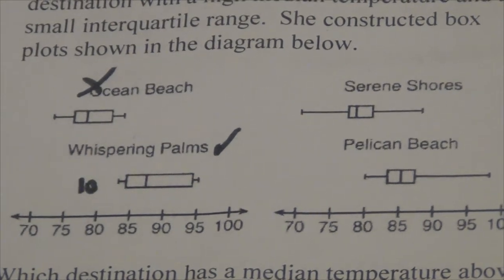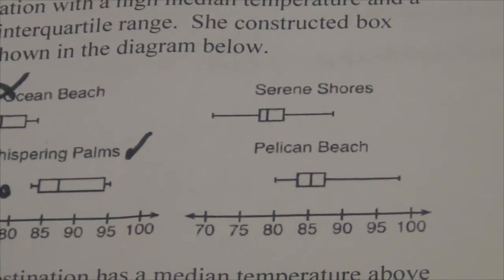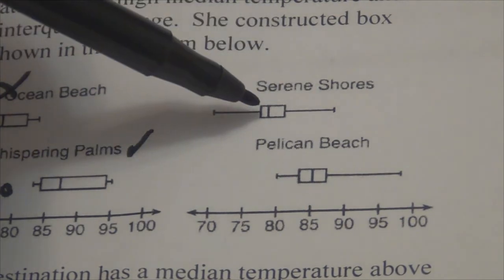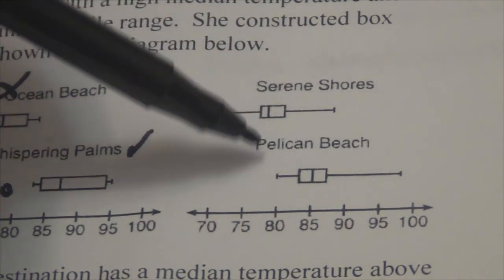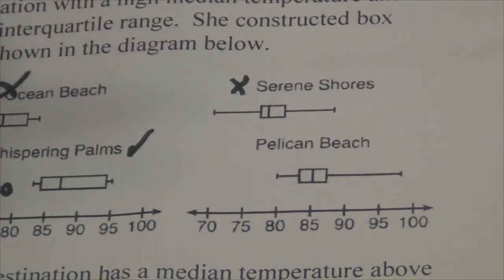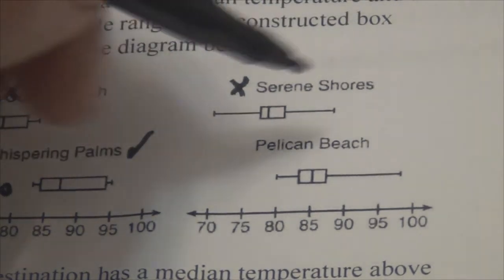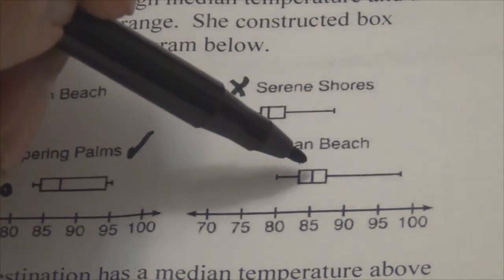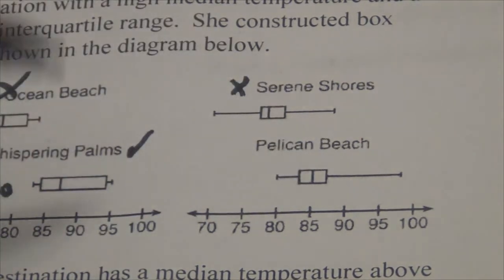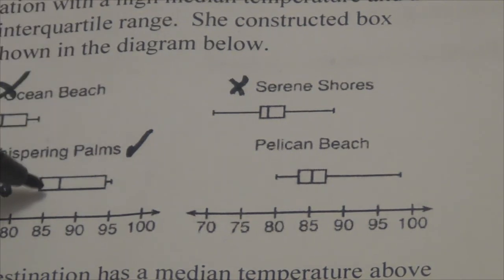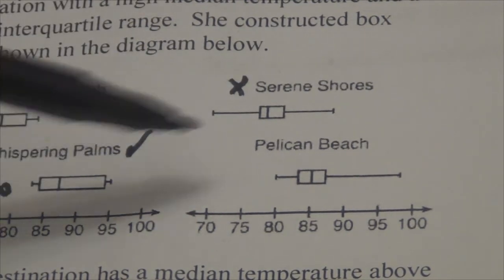Okay, but I also have another candidate here. Definitely Serene Shore is not a candidate. Look at the median temperature, around 76. No way. So the two main candidates are Whispering Palms and Pelican Beach. So what is the high temperature? The median temperature is 85. It's less than the Whispering Palms, which is around 86. So Whispering Palms is winning by the median temperature.